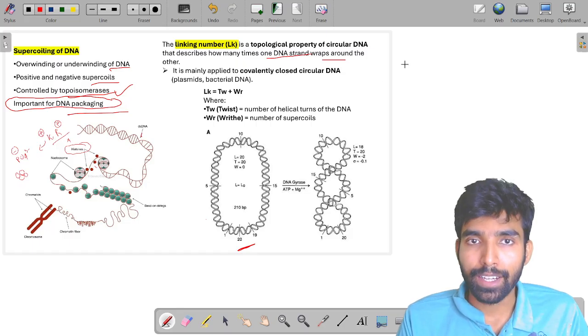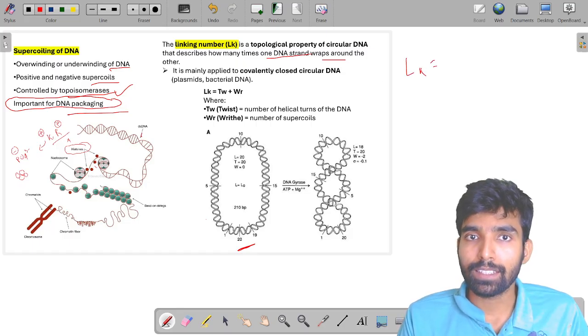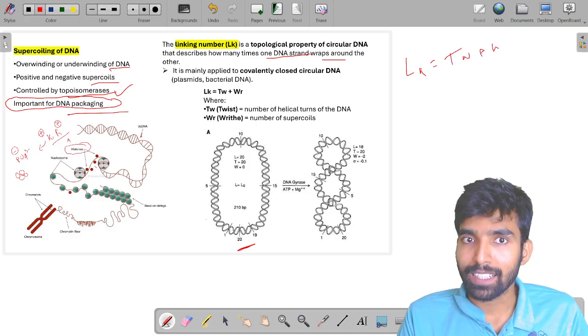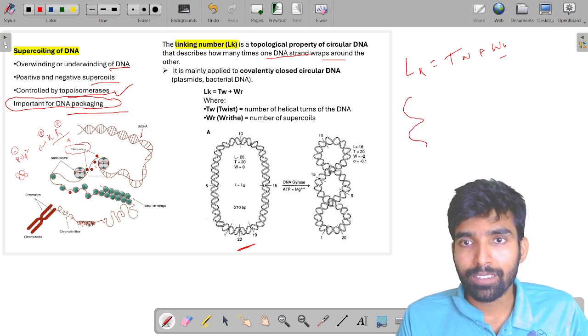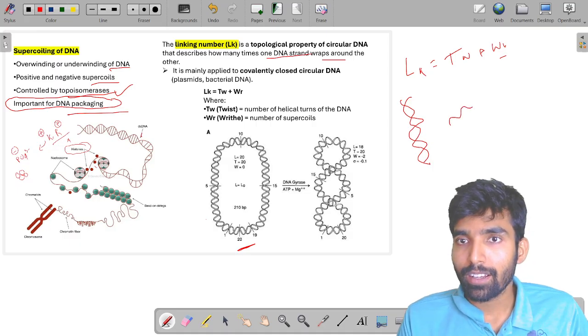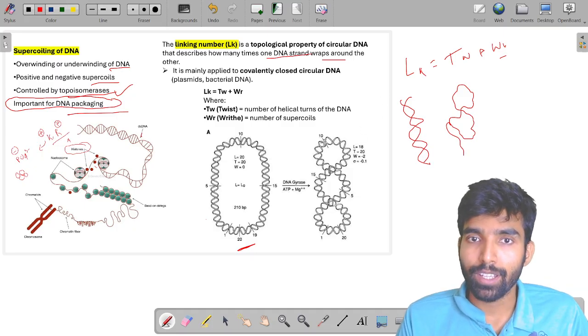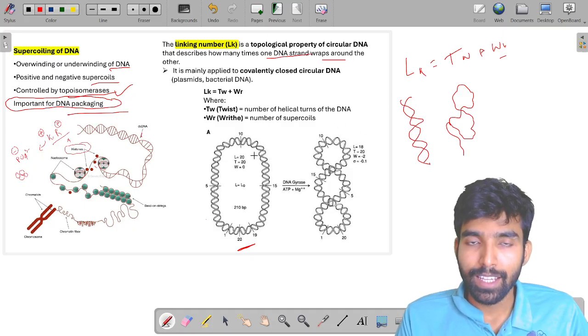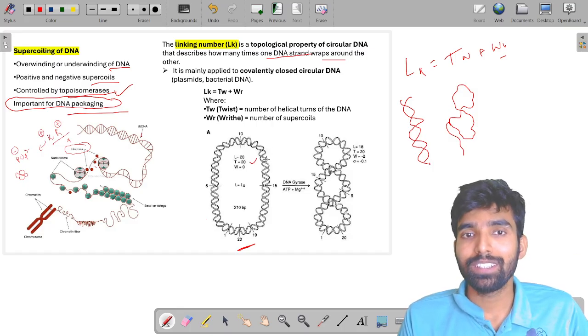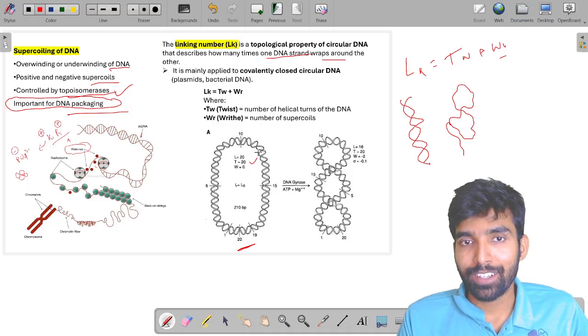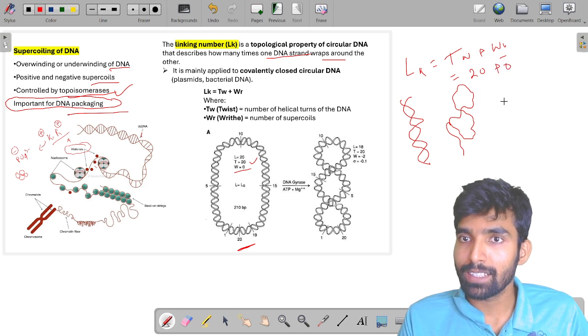The linking number can be written as a formula. Linking number LK is equal to twisting plus writhing. Twisting means how many turns are there. This is called twisting. And when this kind of thing is happening, that's called writhing. So here, LK equals 20, because T equals 20, twisting was 20, and W, there is no writhing. So LK equals 20 twisting plus 0 writhing, that means 20.